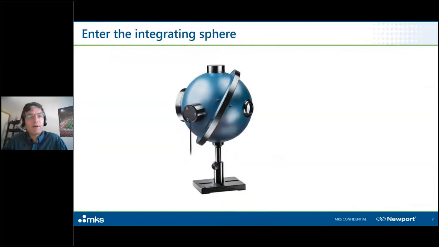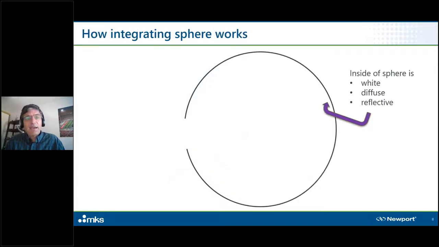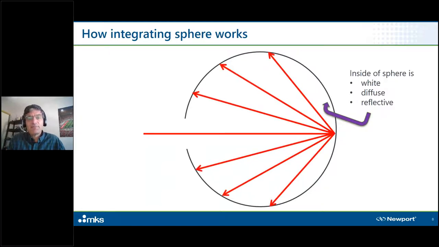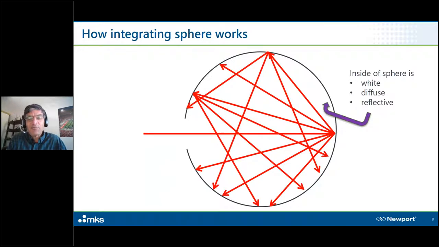So how do we get around that? Well, we use something called an integrating sphere. And the way the integrating sphere works is, you have a sphere with, inside it, some very reflective diffusive material. And as the beam comes in, it bounces, and then it bounces again on the surface, and it keeps bouncing around.